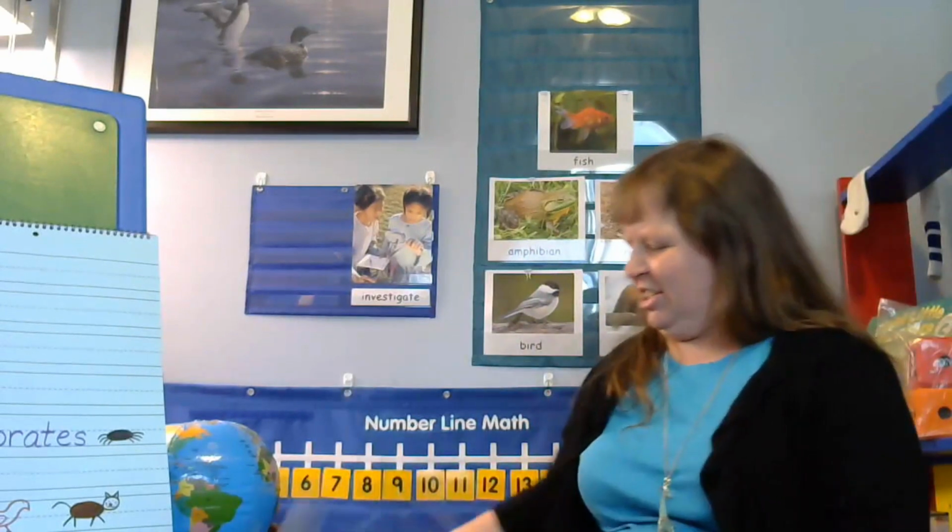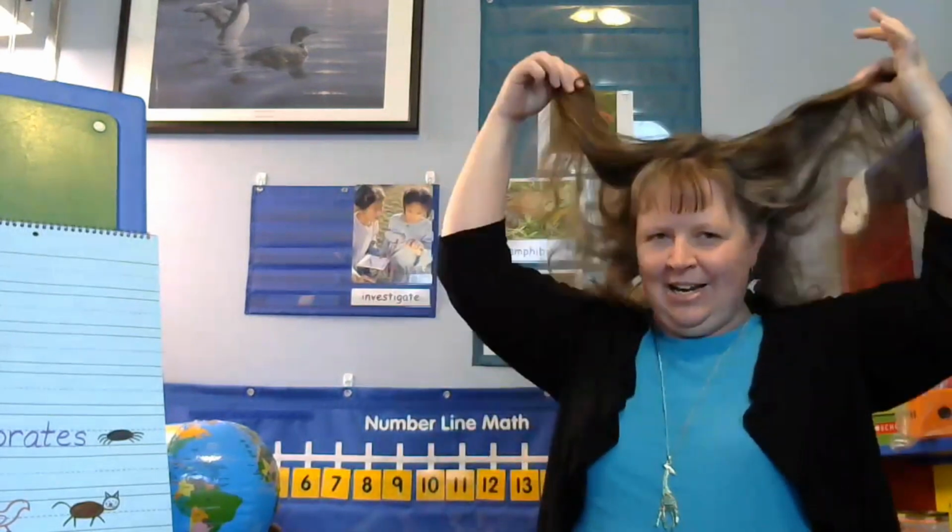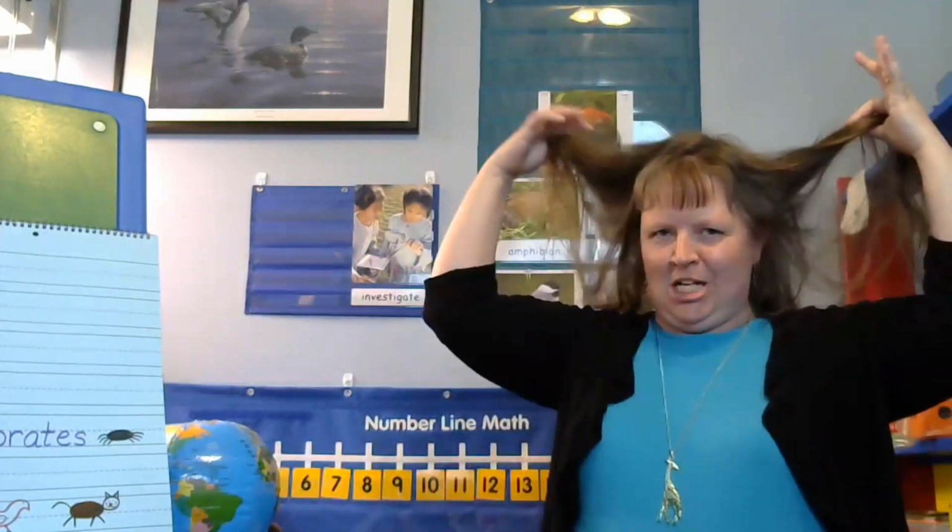And I have a little action poem you can do to kind of remember that, okay? So you can do this with me. You can go, fish, amphibians, kind of hop like a frog, reptiles, birds, and mammals. Get your hair out. Let's do it again. Fish, amphibians, reptiles, birds, mammals. That's how you can remember the 5 different kinds of vertebrates.